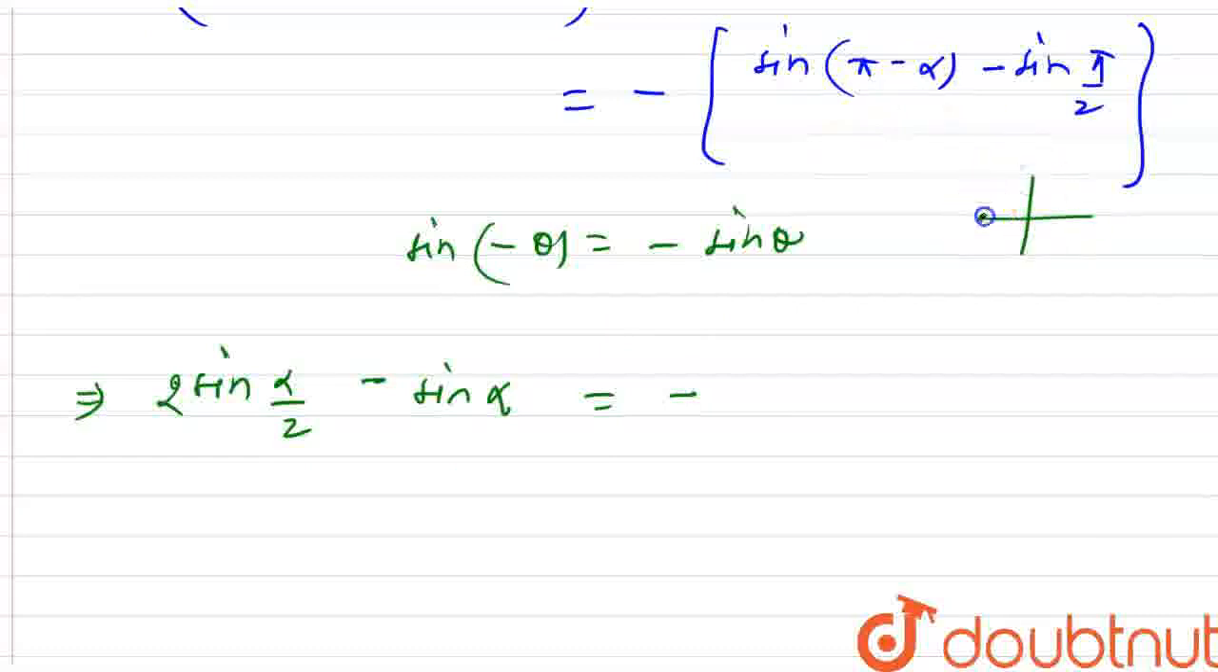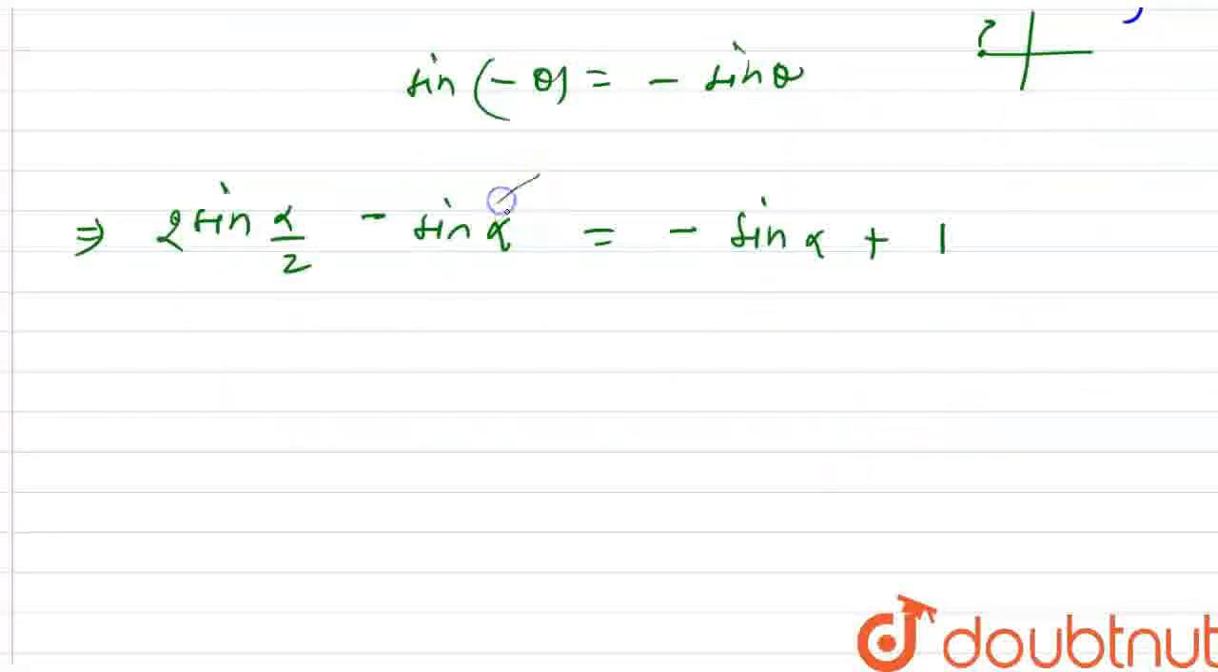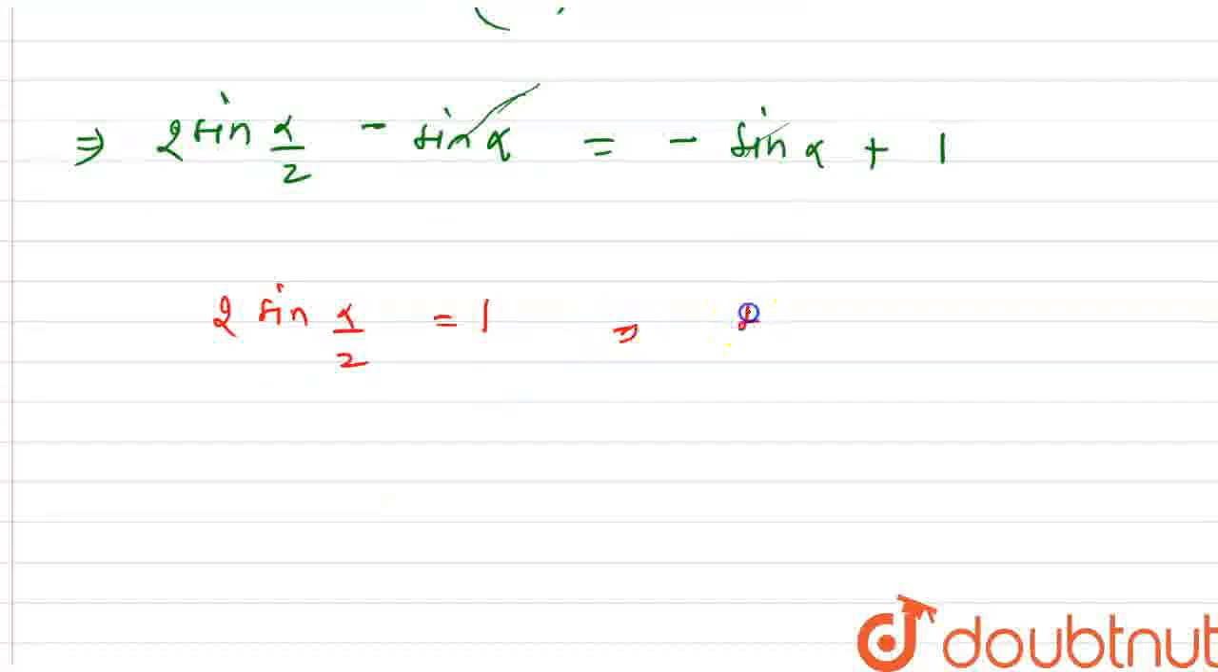Basically pi minus theta means the second quadrant, and in the second quadrant sin is positive and it will not change. That's why it will be sin alpha that remains. I'm multiplying this minus inside, and it will be plus sin pi by 2, which is 1. Now this minus sin alpha and plus sin alpha cancel out. We will be left with 2 sin alpha by 2 equals to 1. From here I can say that sin alpha by 2 equals to 1 by 2.